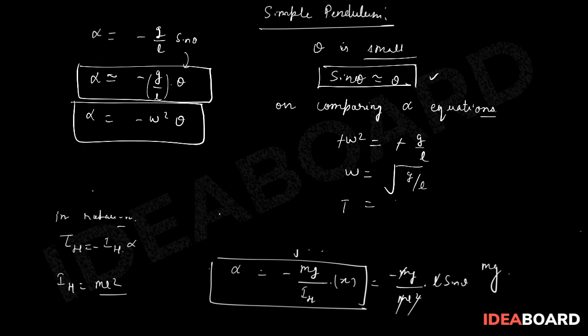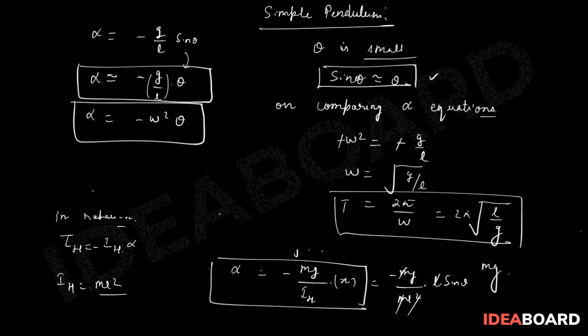Now we know that time period is equal to 2 pi by omega. So this will be 2 pi under root of L by g on putting the value of omega which we calculated. That's how we calculate the time period of a simple pendulum, based on the concept of angular SHM.